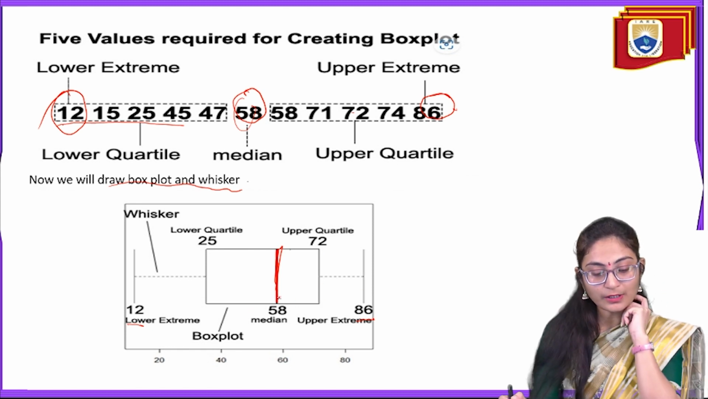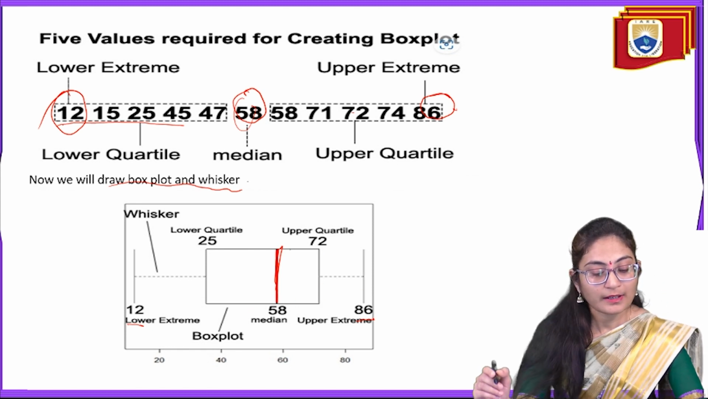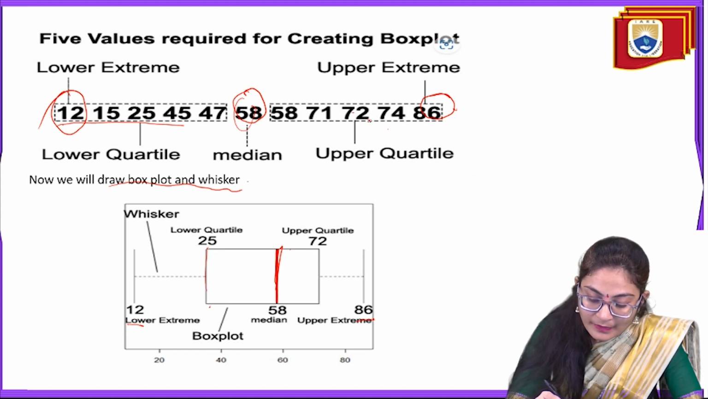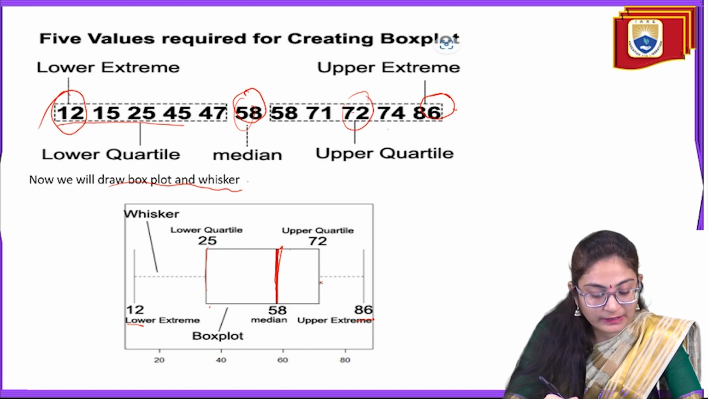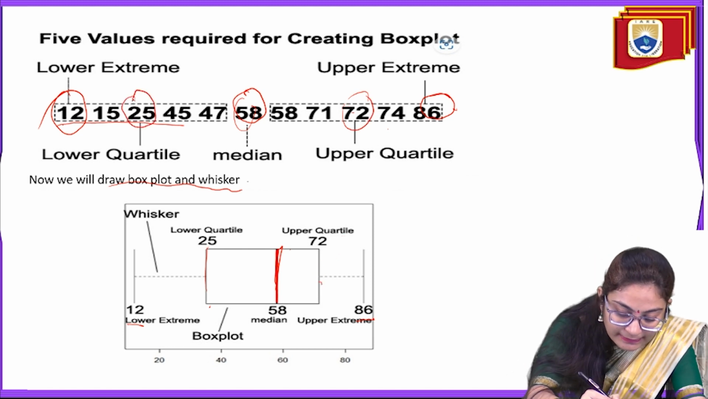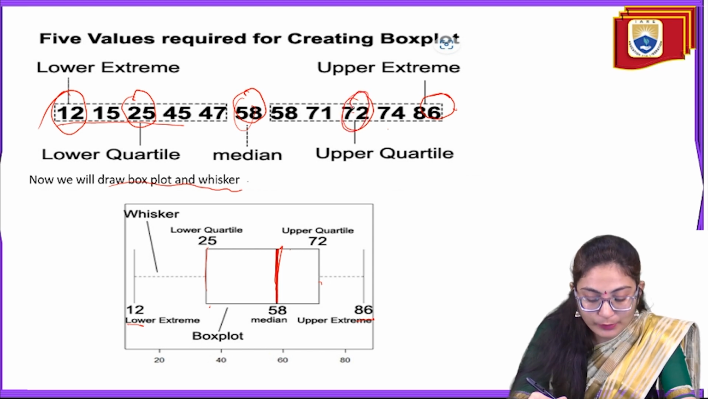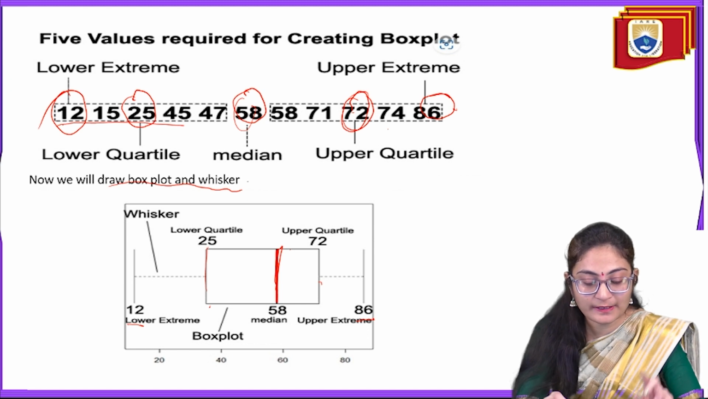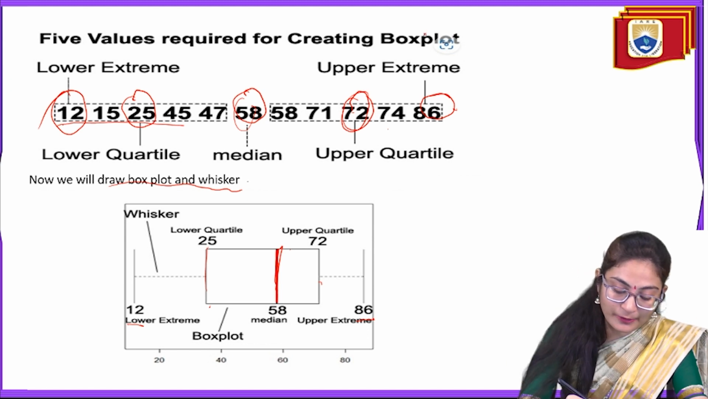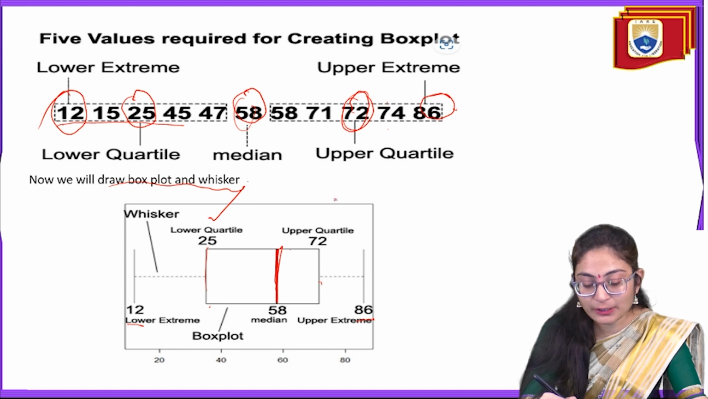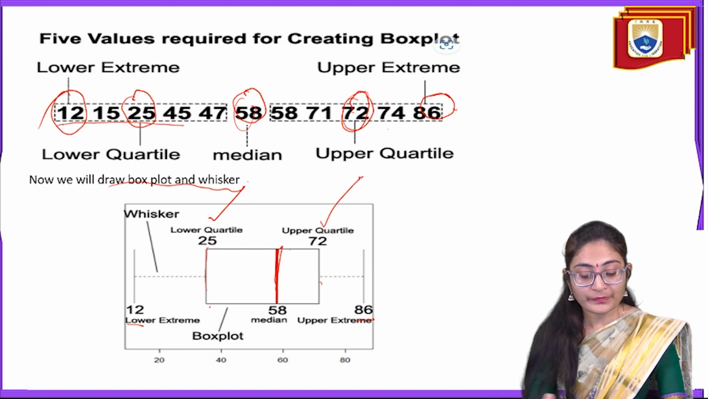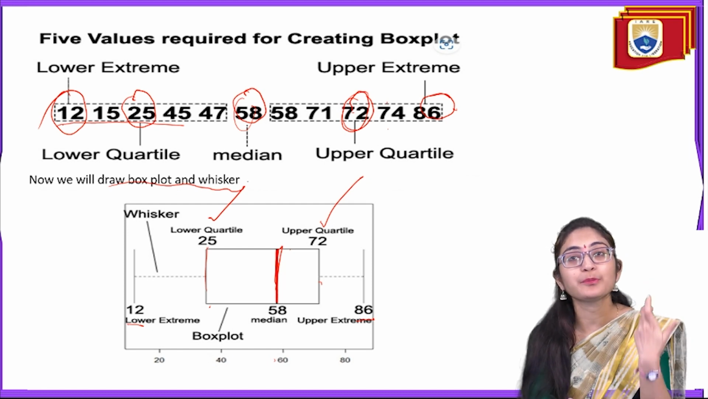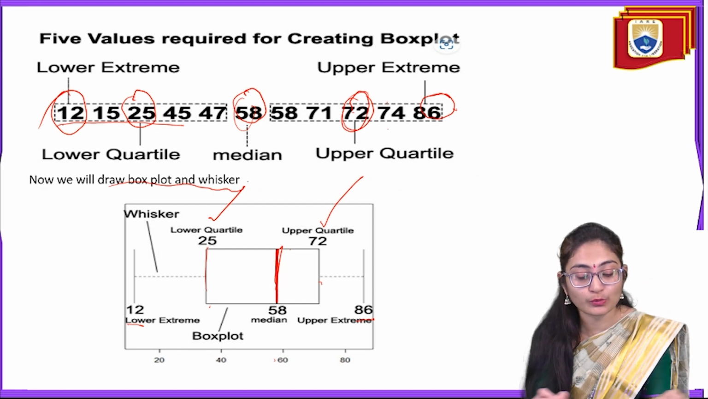Now you have to find the quartiles. 25 is the lower quartile and 72 is the upper quartile. That means on both sides of the median, we again get two medians, 25 and 72. 25 will be the lower quartile and 72 the upper quartile. So this is your box plot on these values. Every time you have to find the median value and on that basis draw your box plot.